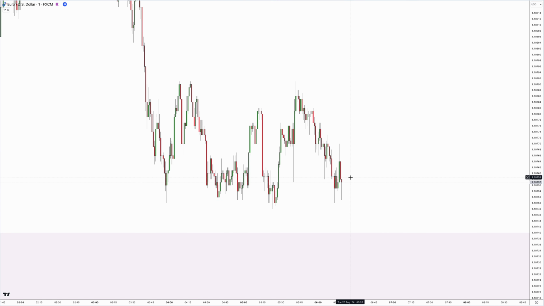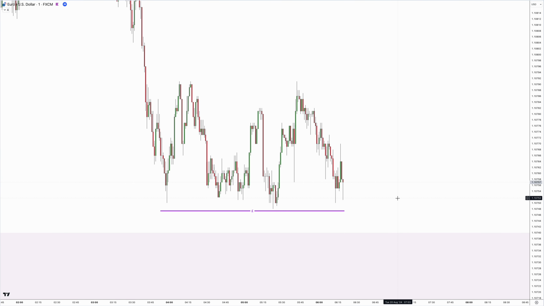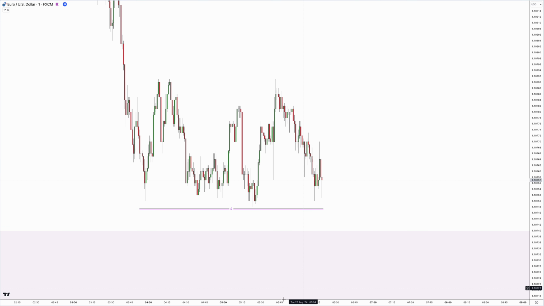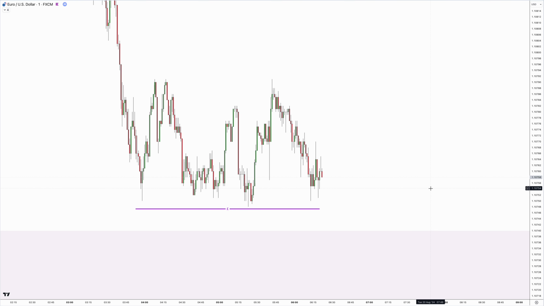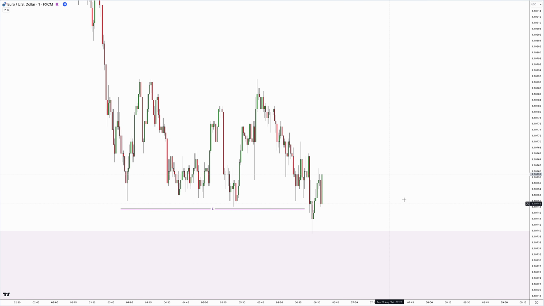So at this time, before we get a tap of our point of interest, we can see we are building some equal lows liquidity. Okay, let's play price on and see what happens, because we have not yet tapped our POI, so we are not looking to enter yet. Let me slow this down because it can be a bit too fast. Here we go. So let's see what happens. Okay, so we get a tap of our point of interest.